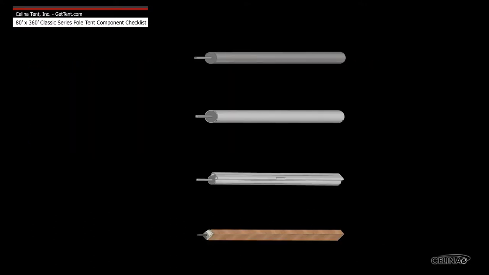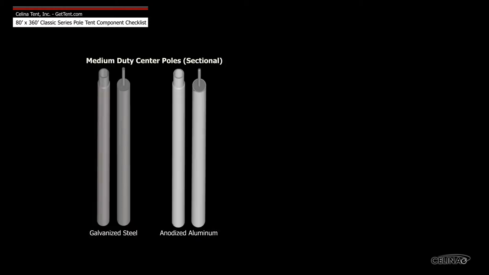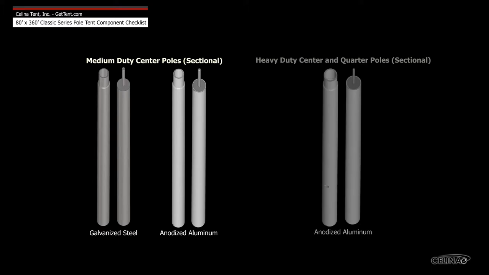Celina side poles are available in four types: galvanized steel, anodized aluminum, keder track, and wood. Medium-duty center poles are available in galvanized steel and anodized aluminum, and heavy-duty center and quarter poles are only available in anodized aluminum.